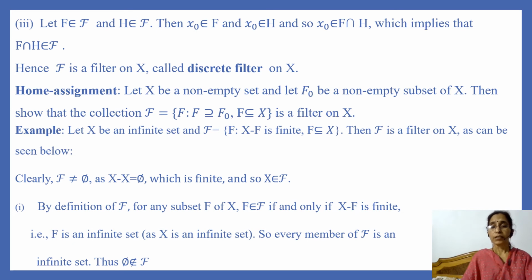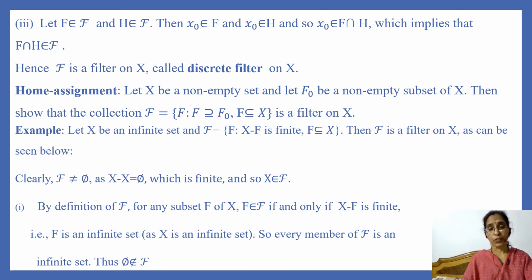Now we check the third axiom. Let F belong to F and H belong to F. By definition of F, x naught belongs to both F and H, and so x naught belongs to F intersection H. Hence F intersection H belongs to F. So all the axioms are satisfied, hence F is a filter on X. This is called the discrete filter on X.